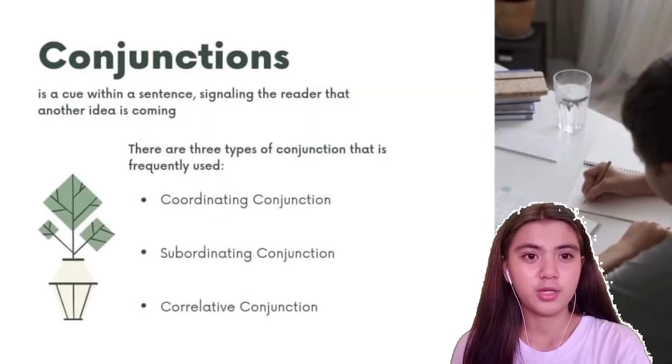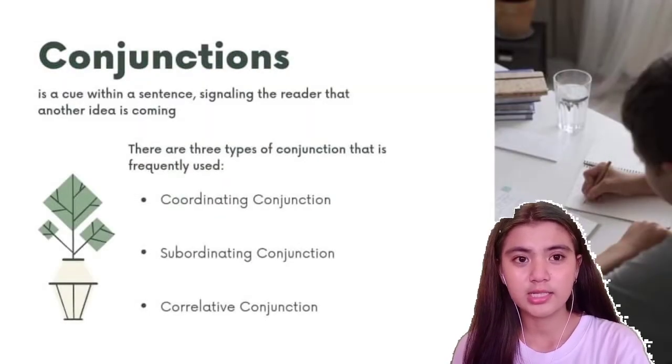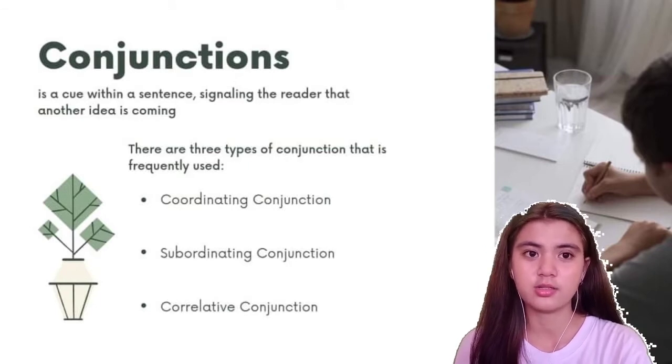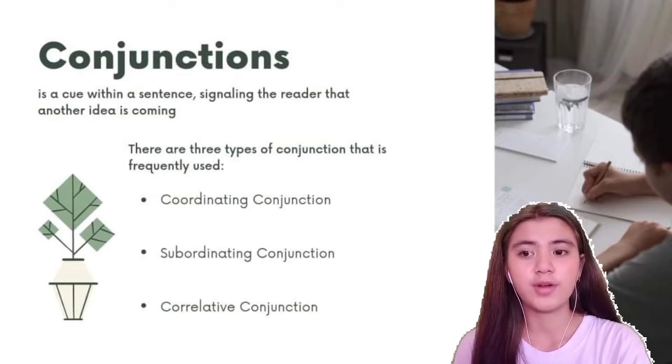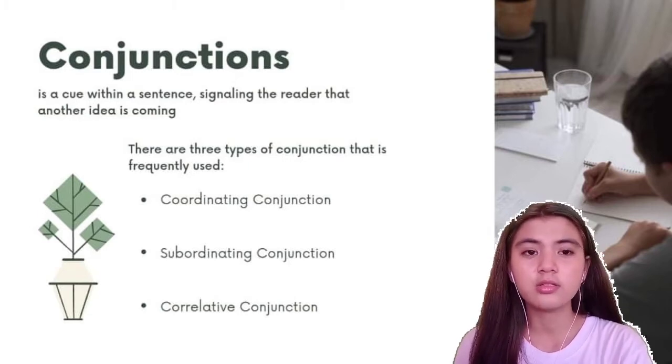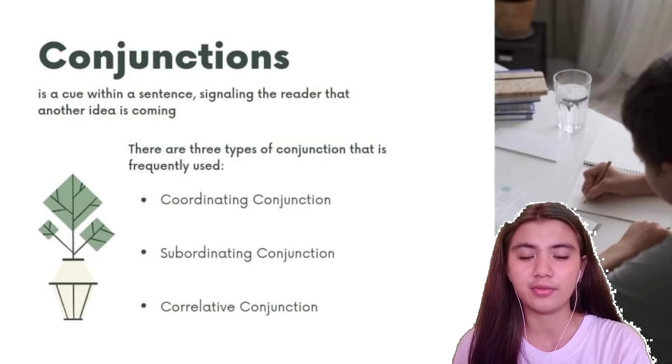A conjunction is a part of speech that connects two words, sentences, phrases, or clauses. There are three types of conjunction. The first one is coordinating conjunctions, which join or combine words, phrases, clauses, and sentences that have the same rank. It also links the ideas by showing how they relate.